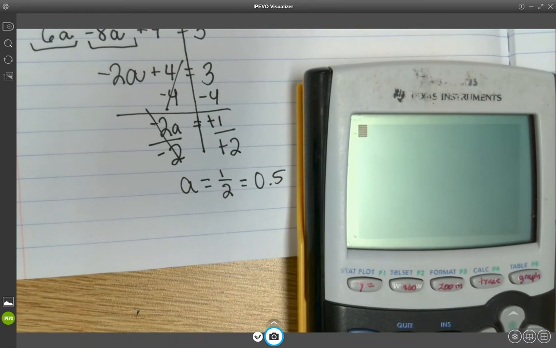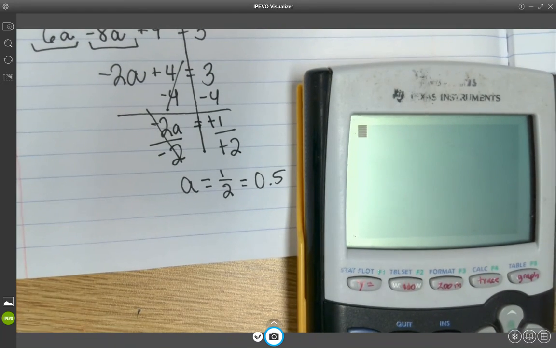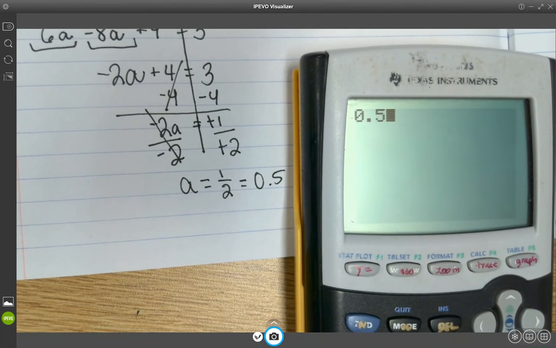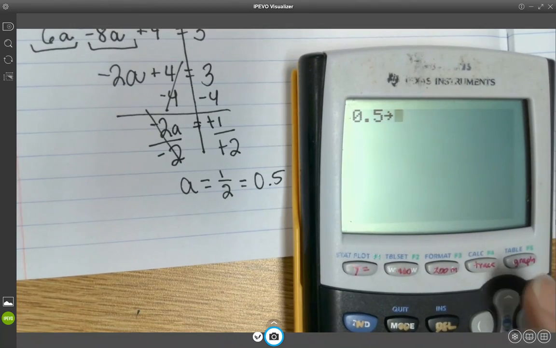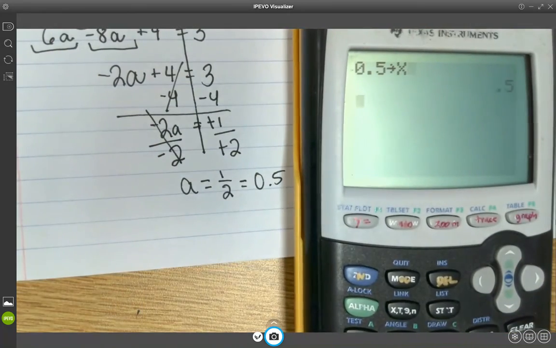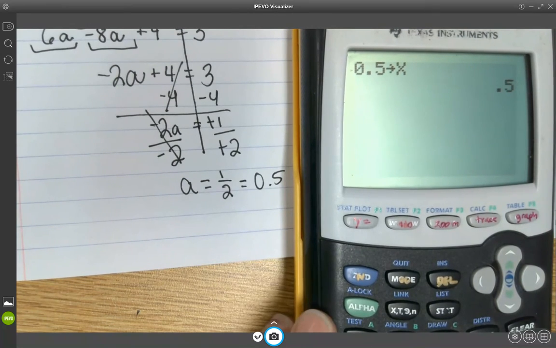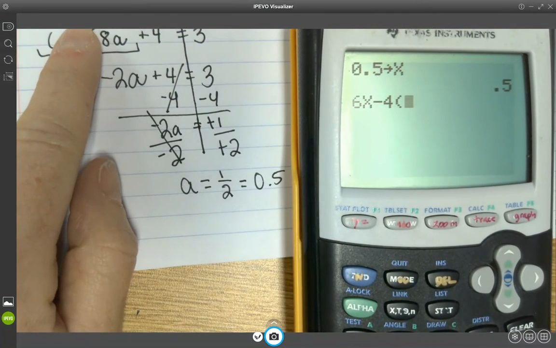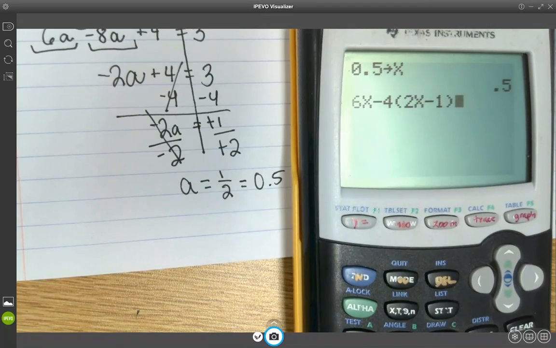So you can either substitute it in your original, or you can do the store button. So let me review the store button. 0.5 store x. So remember the store is right above the on button. And I'm using x instead of a because I can use any variable. Now put in 6a or 6x minus 4 parentheses 2x minus 1. Close the parentheses. And then push enter. And it does equal 3.